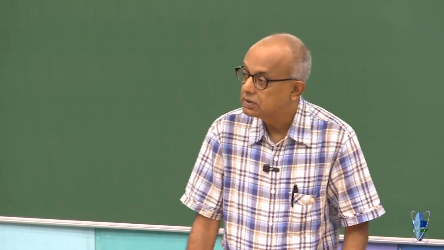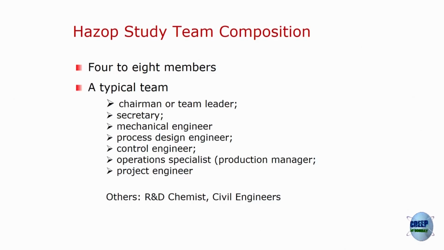Operations specialist, somebody who has good experience with the project. That's very important. Okay. And of course, a project engineer. So therefore, these typically should be the typical team. All right. Now, you can co-opt others like an R&D person or civil engineer when you are examining the detailed engineering design, let's say of support of equipment and so on and so forth. So there could be others who are outside the team.